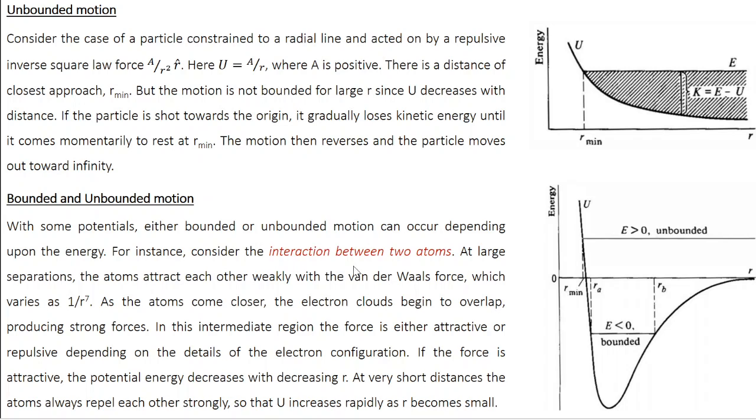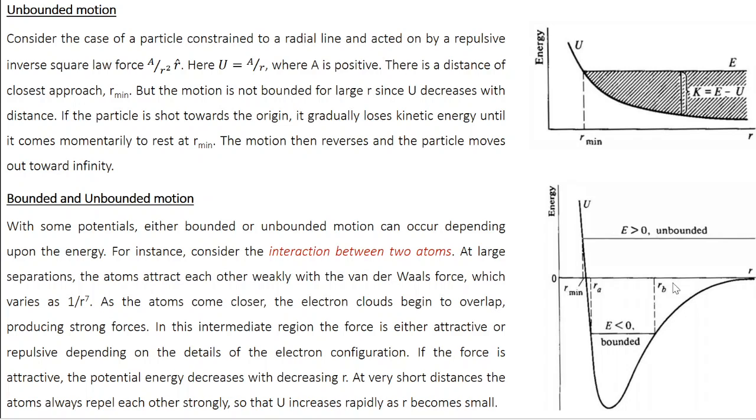For example, consider the interaction between two atoms. This is the potential energy curve corresponding to two interacting atoms. Here you can see that at large separations, the atoms attract each other weakly with van der Waals force. And van der Waals force is distance dependent. It varies as 1 over r to the power 7. So when the value of r is very, very large, the van der Waals force strength is very, very small. Correspondingly, the potential is also small. So when r equals infinity, your potential is going to be 0.